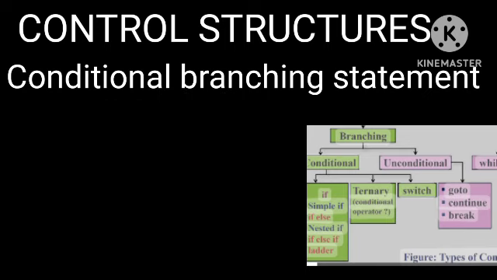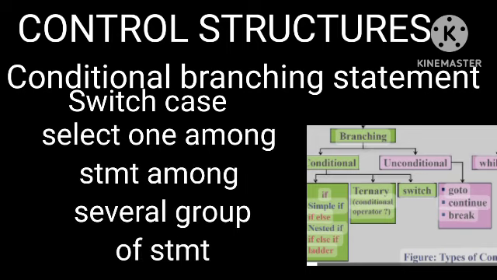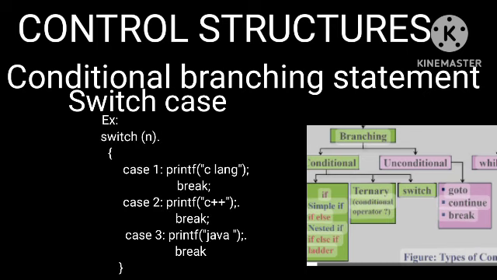Next one in conditional branching statements is switch case. Switch case is a multi-way decision statement. The switch case statement selects one among several groups of statements. The syntax is: switch value, case 1 statement 1, break, case 2 statement 2, break, case 3 statement 3, break, default statement. For example, switch, case 1 printf C language, break. After that, case 2 printf C++, break. After that, case 3 printf Java language, break.